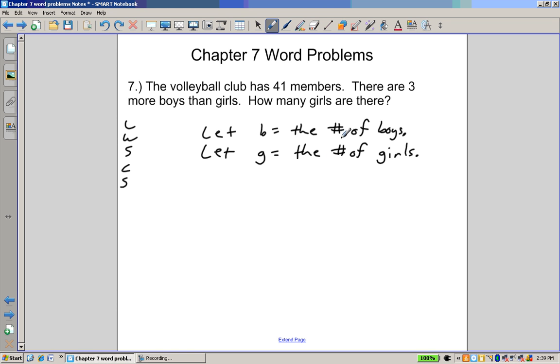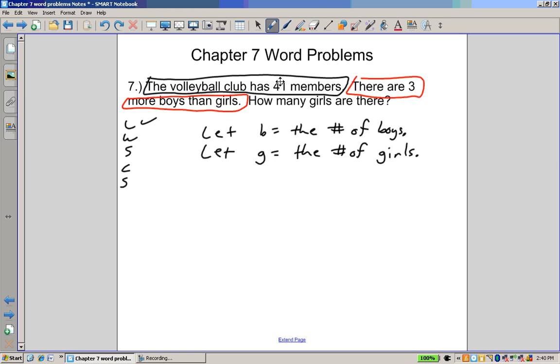And so we say, how many girls are there? All right, well, let's look. We've written our let statements. Let's write some equations. Has 41 members total. Looks like I could use that. There are 3 more boys than girls. I think I could probably use that as well. Let's write our 2 equations.